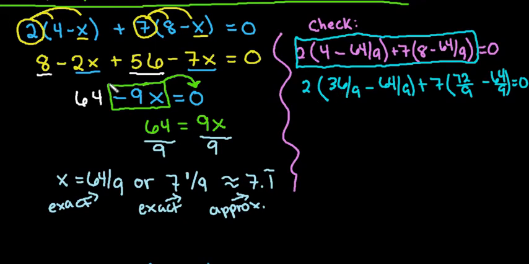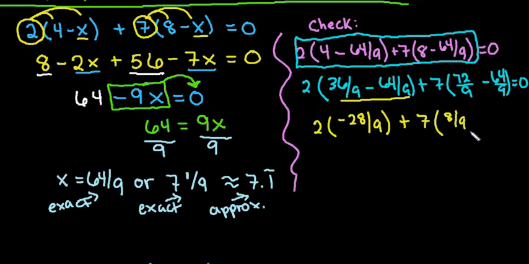Okay, so if I simplify what is inside here, the 36 minus 64 is going to give us negative 28 over 9. Negative 28 over 9 plus 72 minus 64 ends up giving us 8 over 9. And we're going to see, does this give us 0?